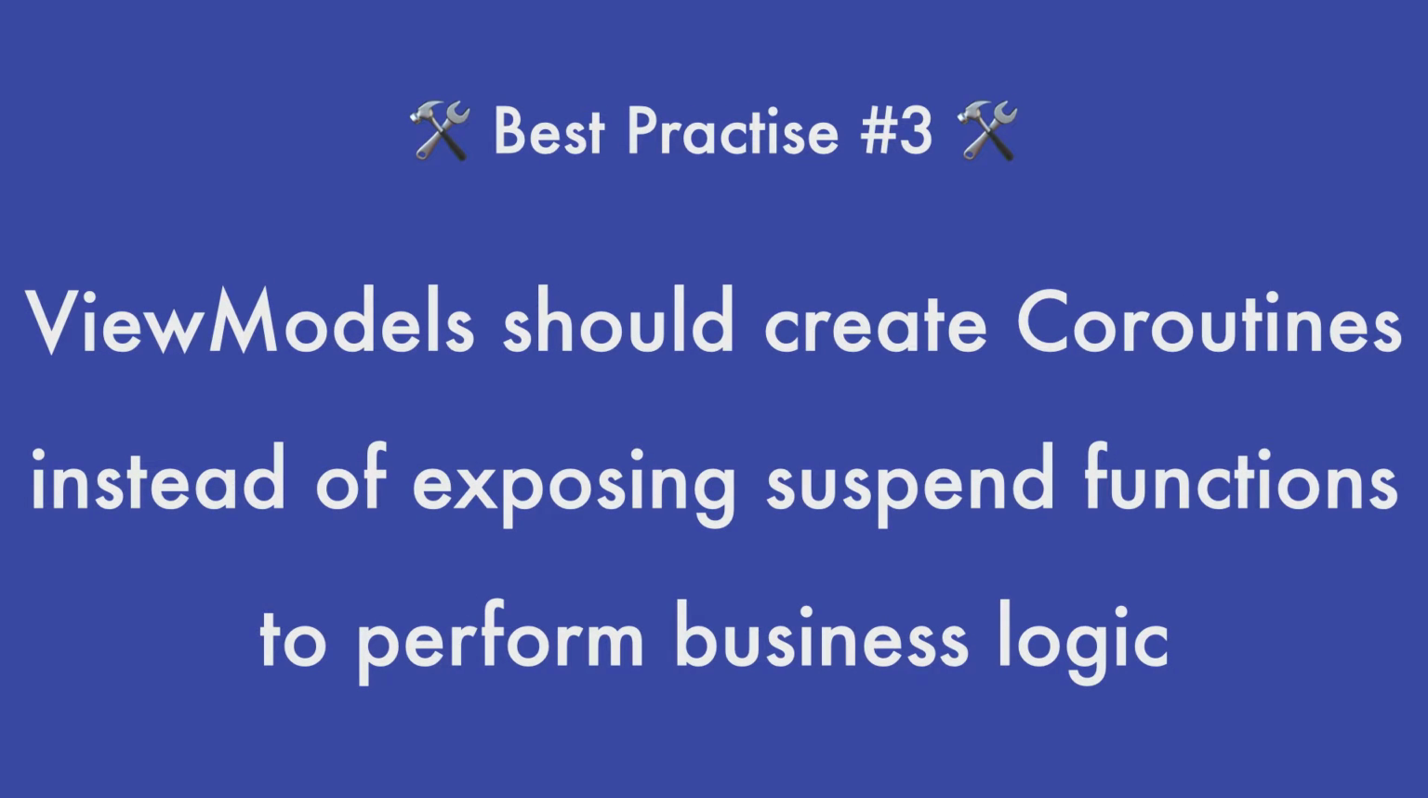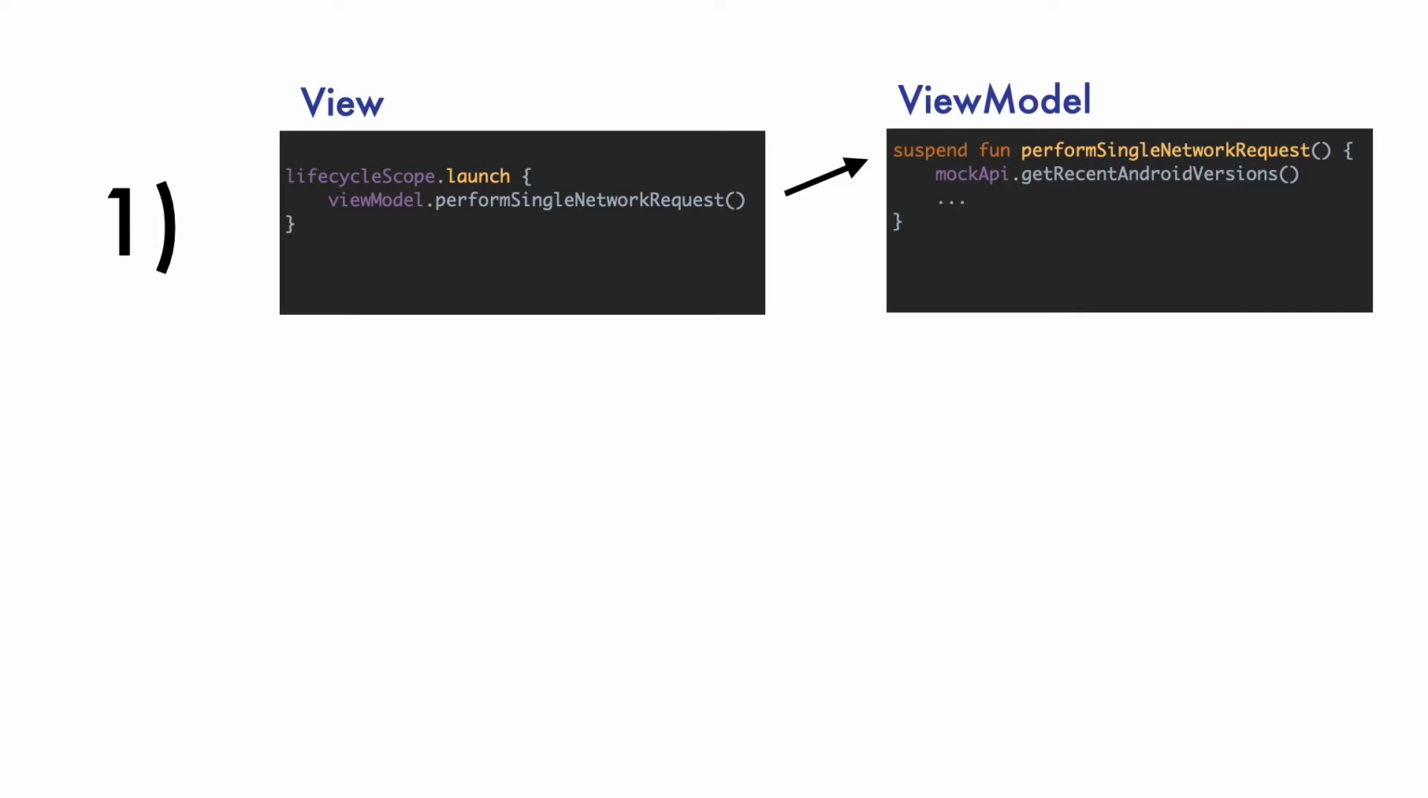The next best practice says that ViewModels should create coroutines instead of exposing suspend functions in order to perform business logic. So if you need to trigger some business logic from your view, for example, if you want to start a network request when the user presses a certain button, then there are basically two ways to achieve this. The first one is the one that you can see on the screen. Here, the ViewModel is exposing a suspend function, and within the suspend function, a network request is triggered.